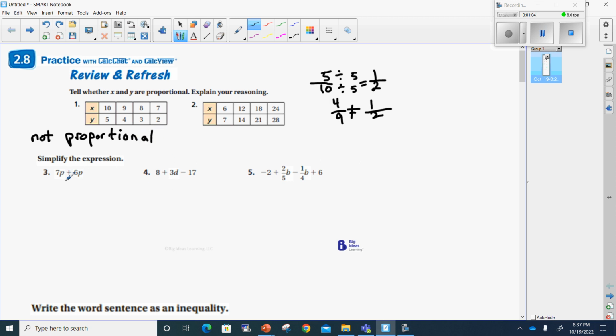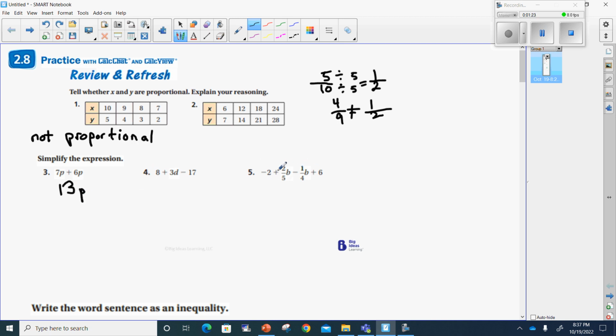Okay, let's go to number 3. All right, this says simplify the expression. If I simplify this, 7p plus 6p, this is like saying 7 porcupines plus 6 porcupines. It's going to give me 13 porcupines, so 13p is my simplified expression.